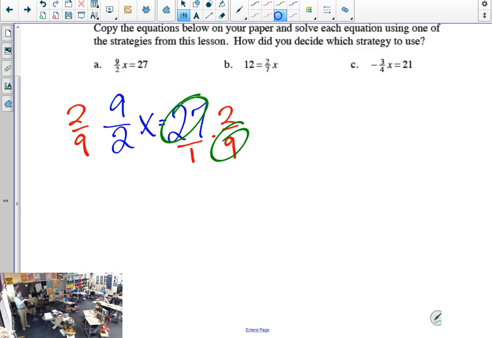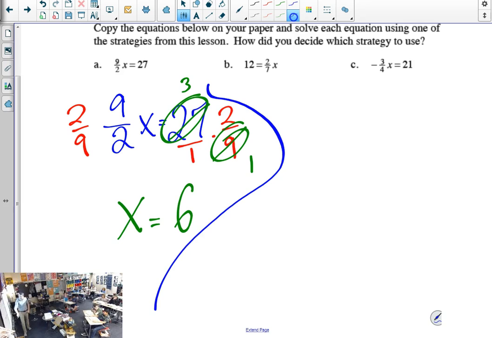Sure, it's fine that you should be able to do that, but 27 and 9 can both reduce by a factor of 9. This can become 1 and that can become 3 and make my life a whole lot easier. X should be 6. Make your life easier. Try not to reach for those calculators.